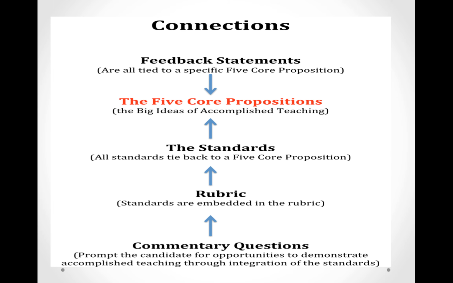First off, let's begin by looking at this. This is just a chart that shows you how everything is connected. You can see the 5 core propositions are in red. They're considered the big ideals of National Board certification. Your standards, your rubrics, and your commentary questions all relate back to and are anchored from the 5 core propositions. Once you receive a score report from the National Board, you will receive feedback statements. And those feedback statements are also anchored to the 5 core propositions.